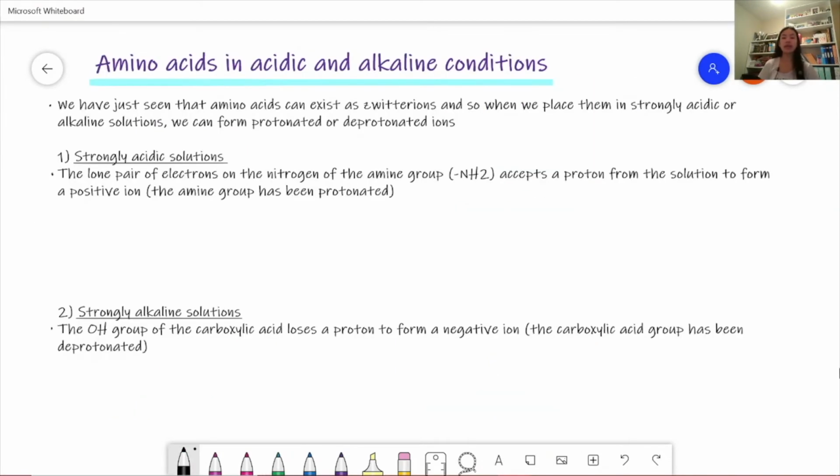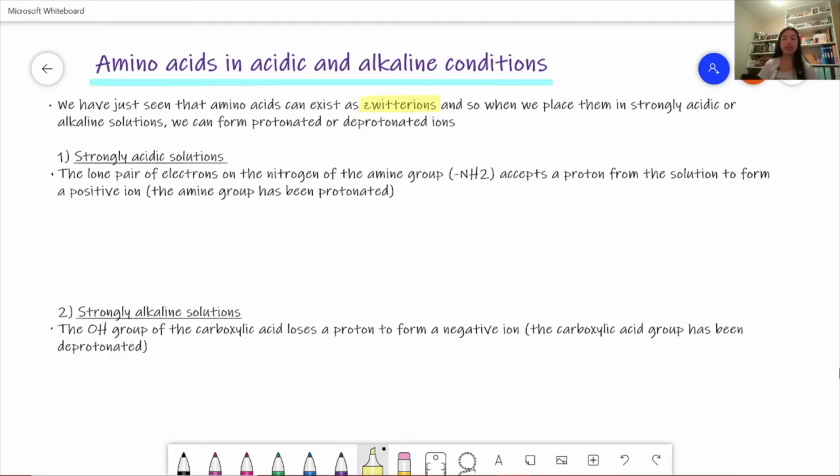Now we're going to look at amino acids in acidic and alkaline conditions. So we've just discussed how amino acids can exist as what we call Zwitterions, so ions that have a positive charge and a negative charge, which balance out to make the whole compound and the whole ion neutral. And so when we place them in strongly acidic or alkaline solutions, we can form protonated or deprotonated ions. So first we're going to look at strongly acidic solutions.